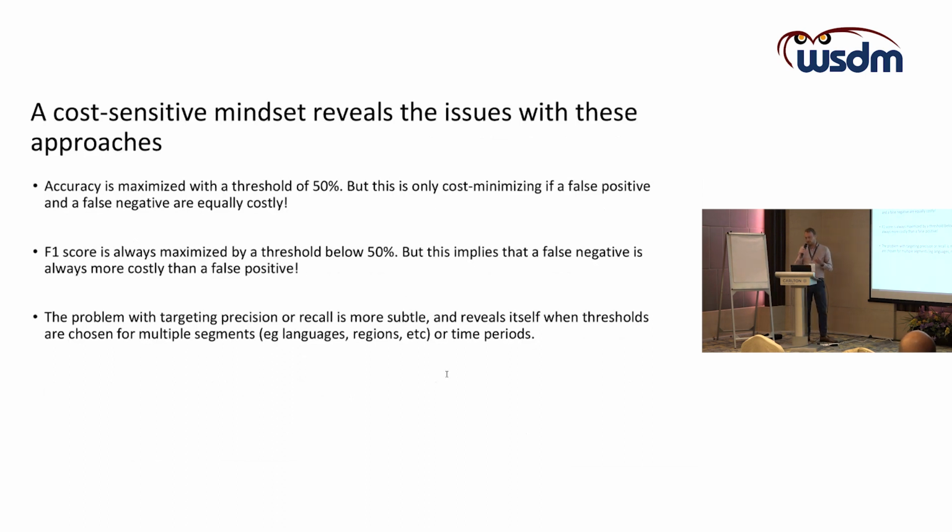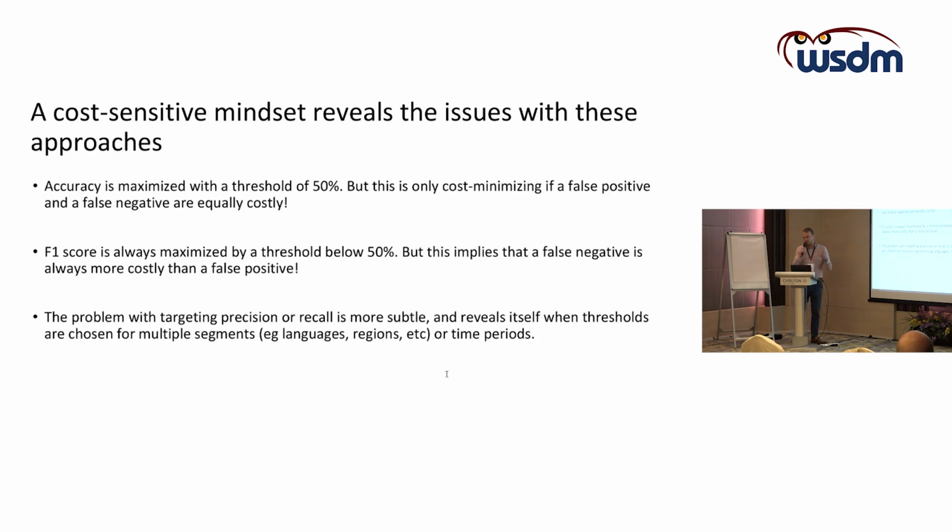Well, accuracy is maximized with a threshold of 50%. And if we work backwards from our formula for the optimal cost minimizing threshold, we see that you get a threshold of 50% when false positives and false negatives are equally costly. So unless in your problem false positives and false negatives are equally costly, you shouldn't use accuracy.